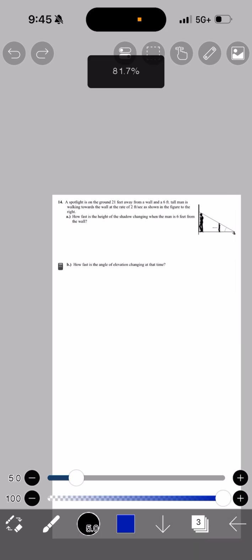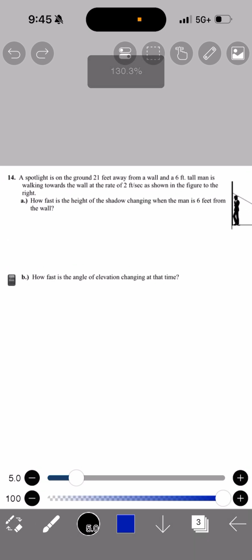All right, so let me read this first. A spotlight is on the ground 21 feet away from a wall, and a 6 foot tall man is walking towards the wall at a rate of 2 feet per second, as shown in the figure to the right. How fast is the height of the shadow changing when the man is 6 feet from the wall?